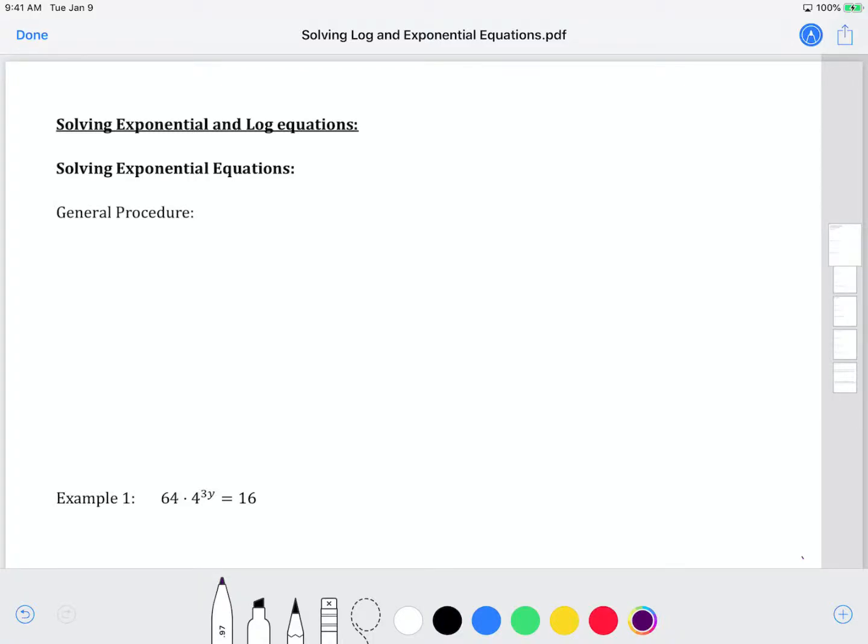Now that we're more comfortable with properties of logarithms, we're going to use those properties of logarithms to solve exponential and log equations. We're going to first start with exponential equations. So the general procedure for solving an exponential equation is the first thing you want to do is isolate the exponential part. That is the part that has your variable in the exponent.